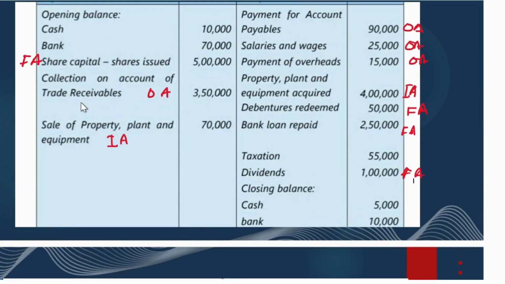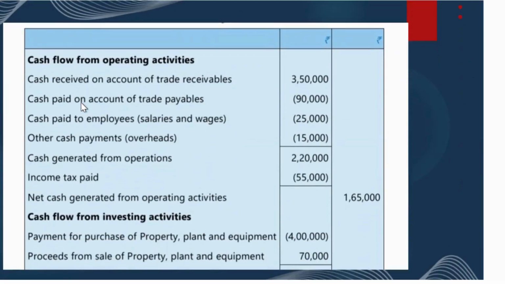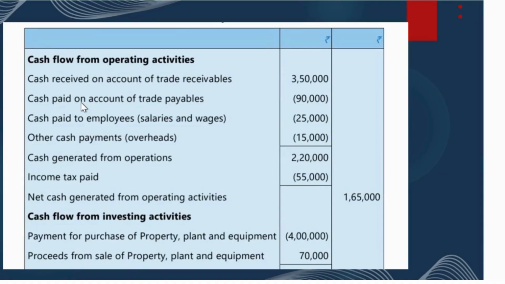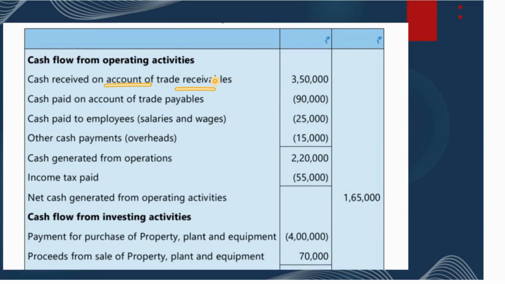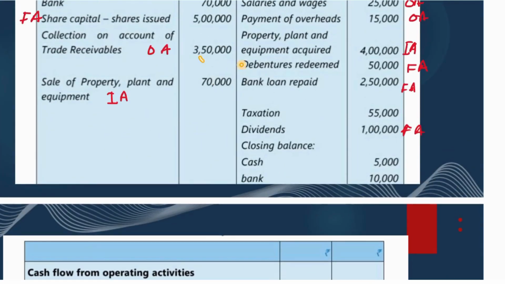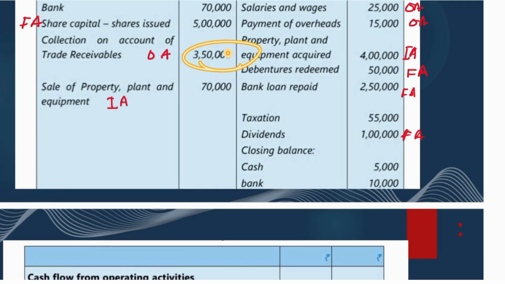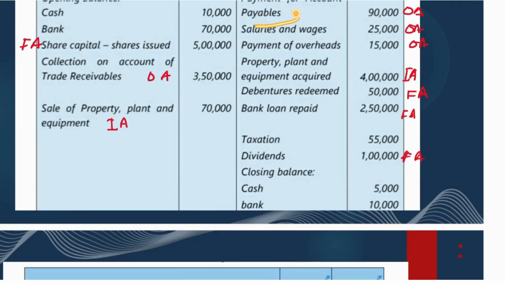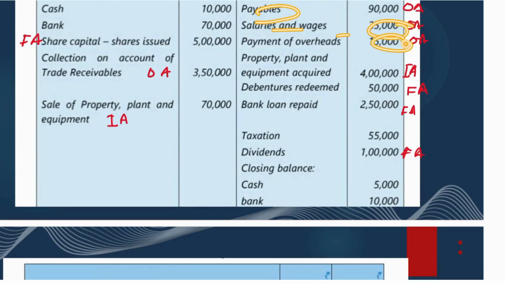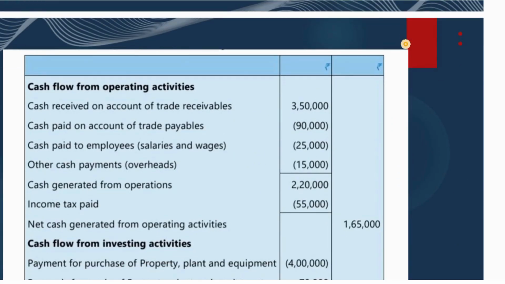So here we are going to record all the cash receipts, so you have to prepare a proper proforma. In our question we had cash receipts on account of trade receivable of 3,50,000, so we have recorded this first. Thereafter, we had made certain payments like 90,000 for the accounts payable, salary and wages for 25,000, and 15,000. So we are going to record that also. Three transactions were done.